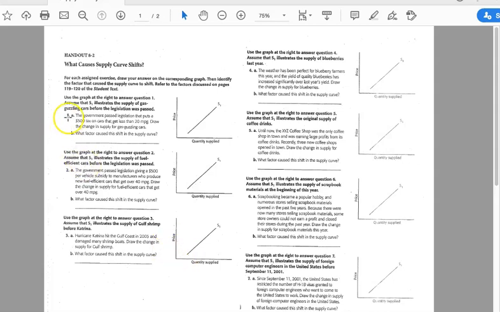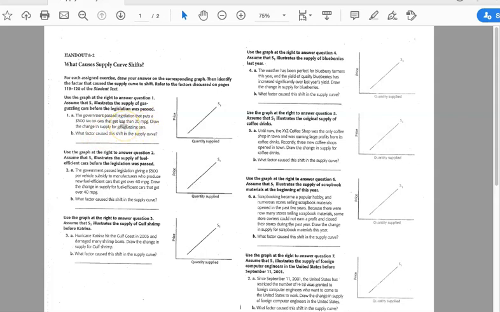Anyway, number 1 here, what we're told, and ignore this direction here. Don't worry about pages 119 to 120 of student text. This came from a different workbook. It says, use the graph on the right to answer question 1. We can assume that this supply curve, S1, is illustrating the supply of gas-guzzling cars before legislation, or a law, in other words, was passed. So we're told the government passes a law, legislation, that puts a $500 tax on cars that get less than 20 miles per gallon. Draw the change in supply for gas-guzzling cars.